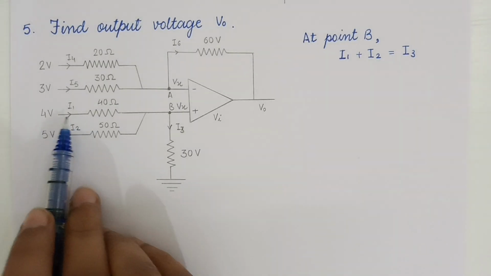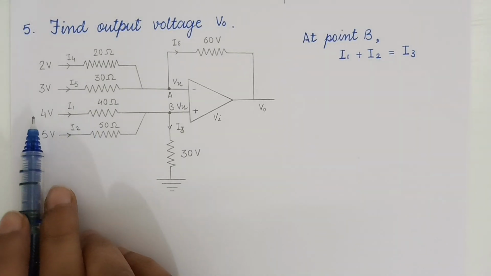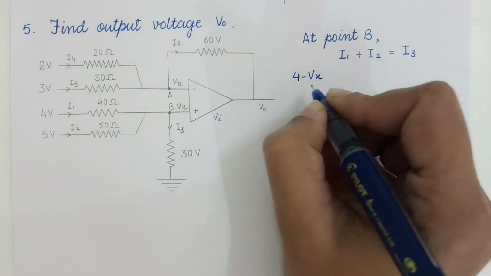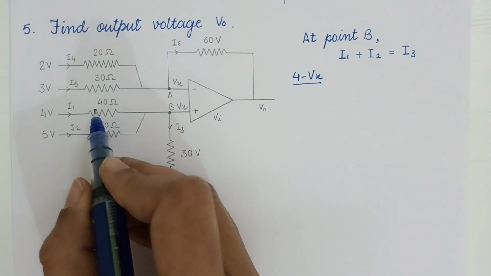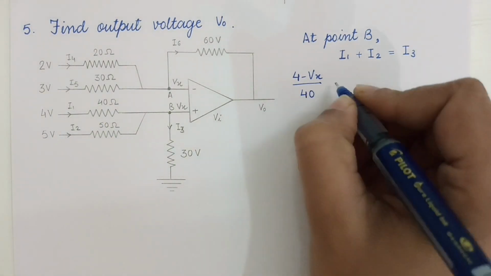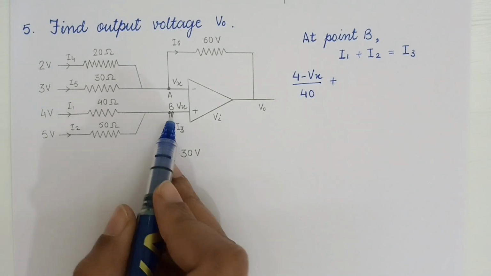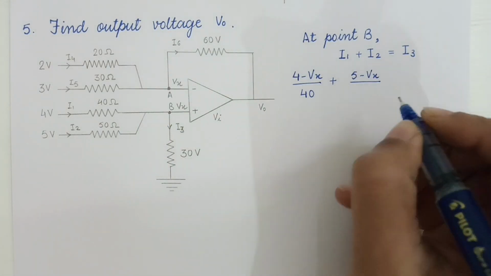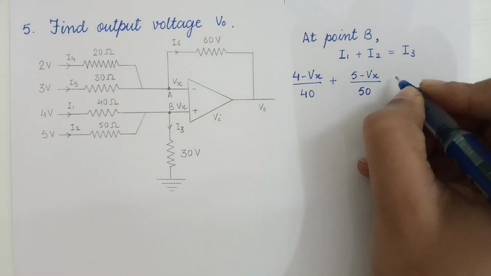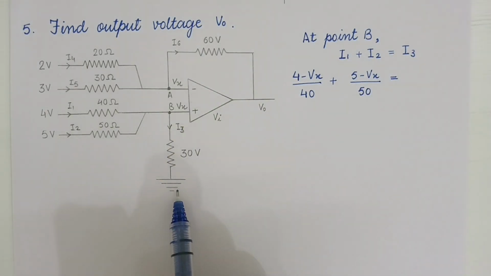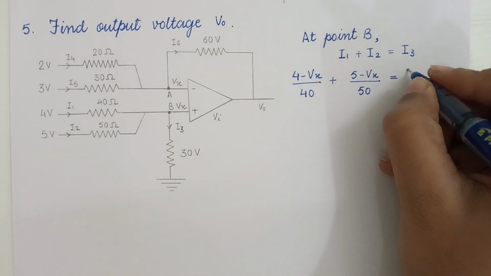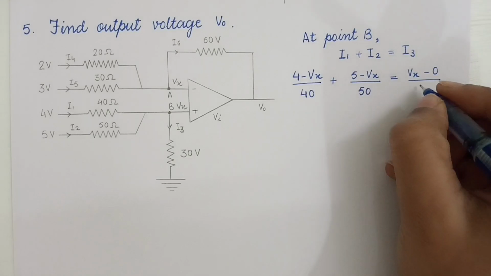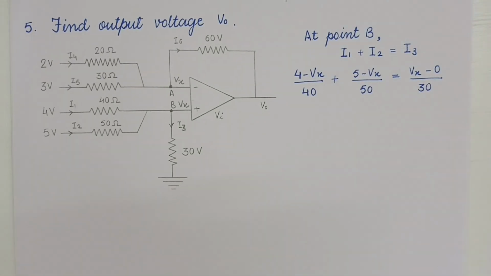Now the voltage for the current I1 is 4 minus Vx, divided by its resistance, that is 40, plus 5 minus Vx divided by 50 is equal to Vx minus 0, because it is grounded. So Vx minus 0 divided by its resistance, that is 30. So let's solve it further.